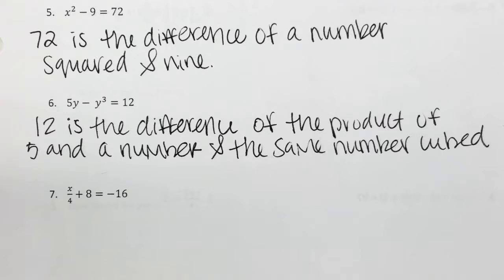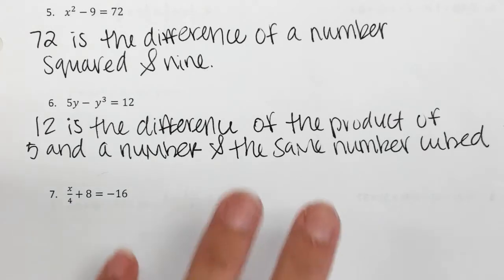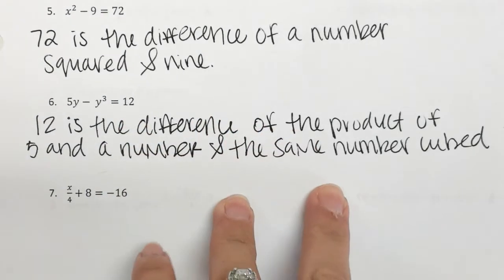Alright, Sawyer, go ahead. What'd you have? 6 times the difference of a number and 2 is 14. Very good. Anybody have anything else? Cool. Does everybody understand how to do that? Everybody's good with that learning target?